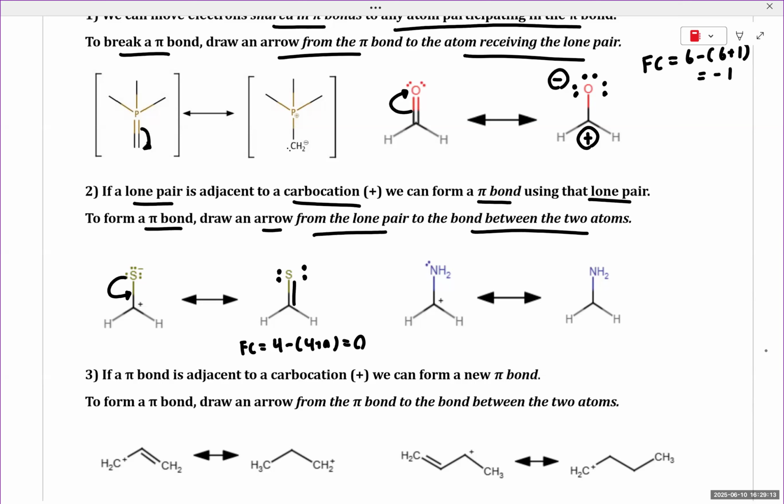By the same token, if we have this amine adjacent to a carbocation, we can kick a lone pair down, generating a double bond. And this time, I'd like you to note that the nitrogen picks up a positive formal charge.